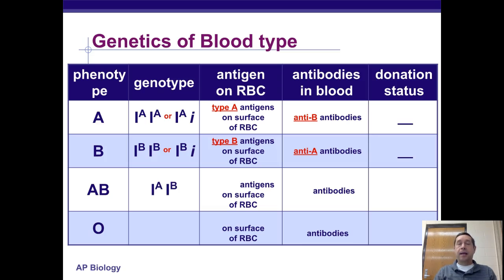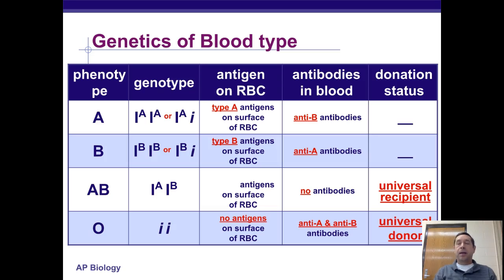AB has an A and a B gene. They have both A and B antigens, but no antibodies. Because of that, they can receive blood from anybody, but they can only donate to AB. Type O has two O genes, so it doesn't have any antigens, neither the A nor the B. It has both antibodies. So they can donate to anybody, but they can only receive O.